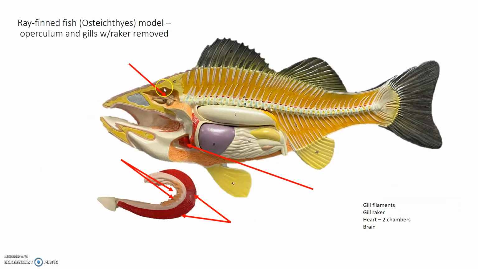By removing the operculum part of the model, we can see the brain, the two-chambered heart, and the gill made up of the gill filaments and the pointed gill rakers.